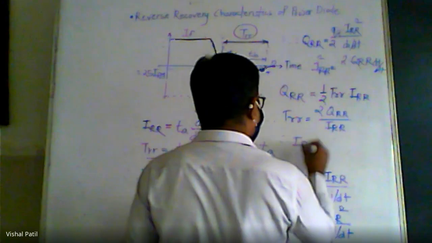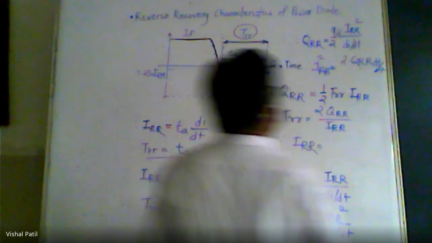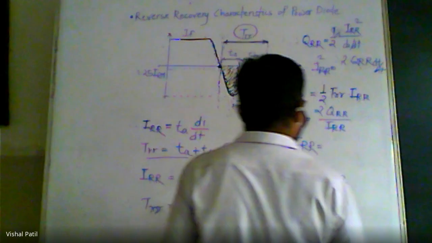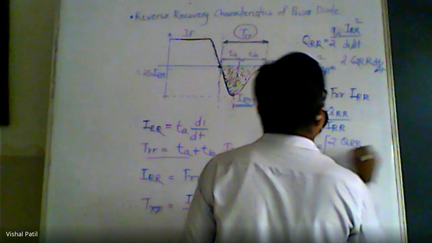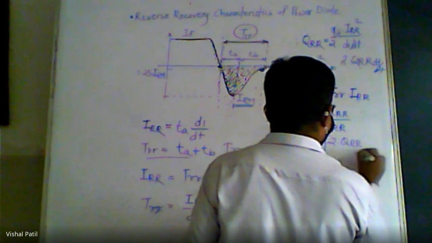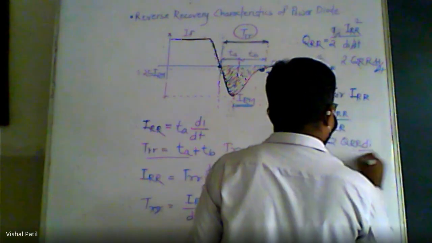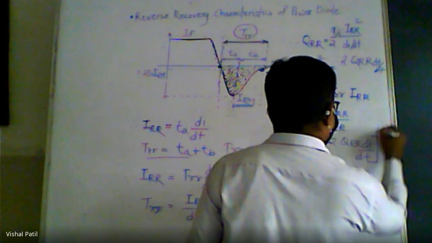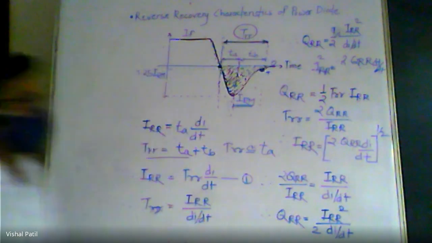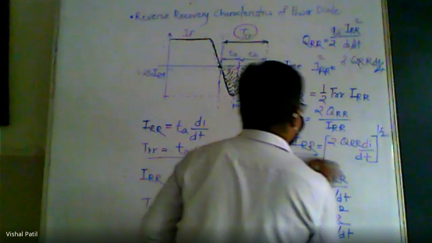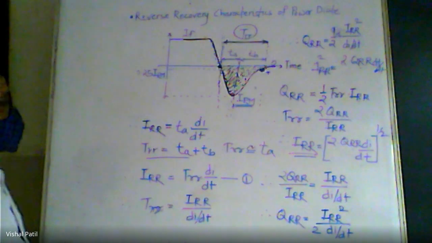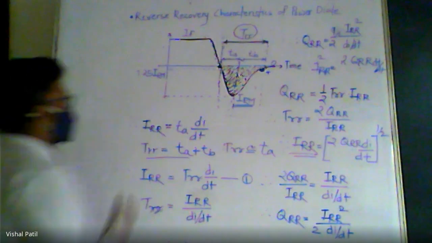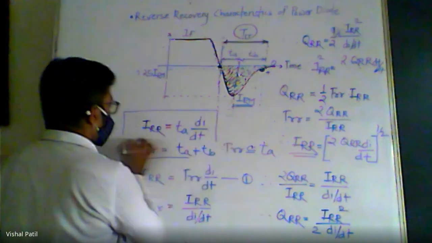So what will be IRR? IRR is equal to, we will find the square root of this. So it is the square root of 2 QRR into di by dt. So this is the value of reverse recovery current. It is just mathematics for which we are using the equation of a straight line here.